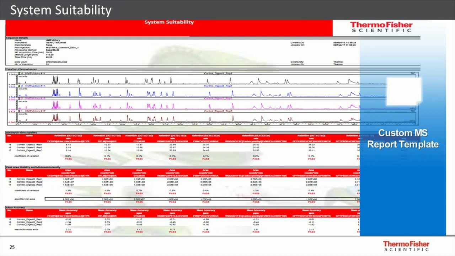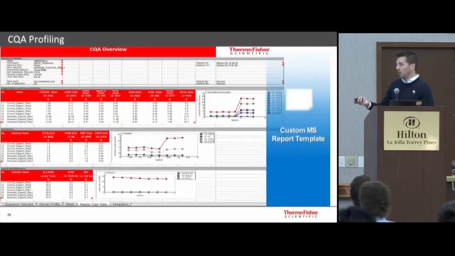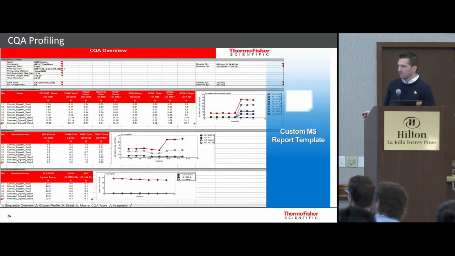There's something wrong with the injector. Maybe the mass spec is losing sensitivity. We want to make sure that we get the minimum, and then mass accuracy, obviously. And this report generates automatically. It will reach into your sequence and grab any run that's been flagged with a system suitability run and pull it into this report. Here's another one for the CQAs.